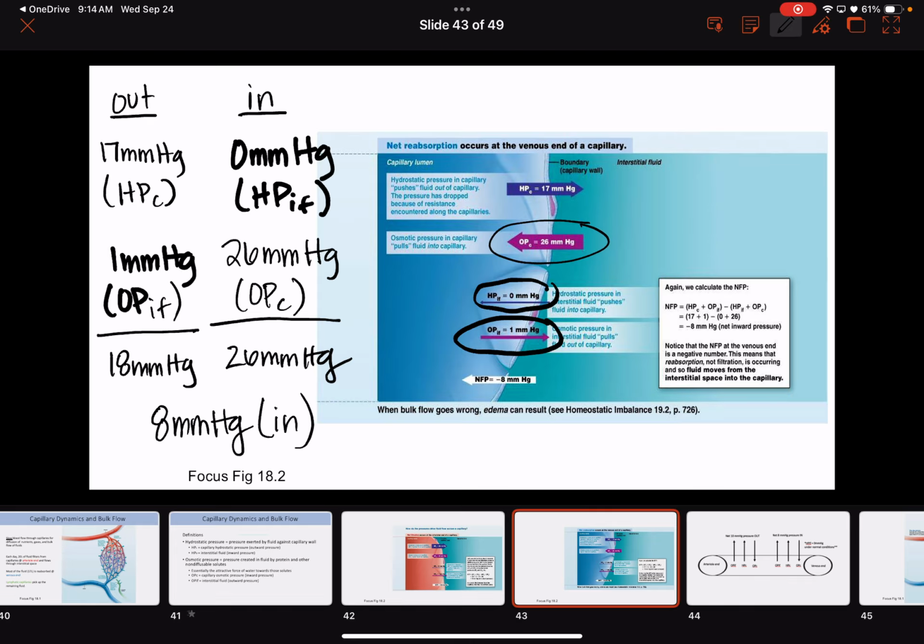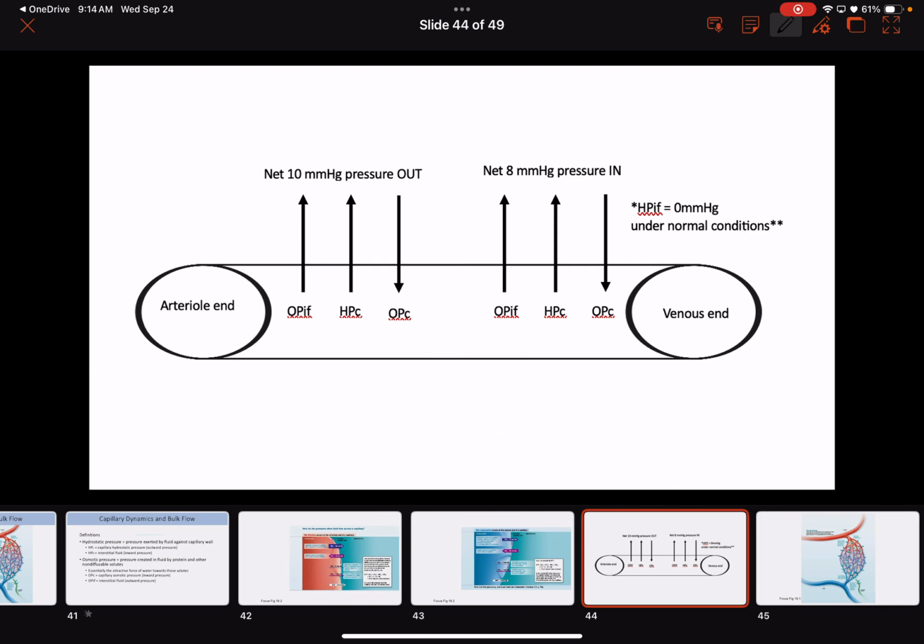We do not want to leave those 20 liters of fluid just out there in the interstitial space. We need to be able to pick up that fluid along with any waste products to keep that continuous blood flow. Does that make sense to everyone? Hopefully I broke it down well enough. So we're going to do a little bit more practice here.